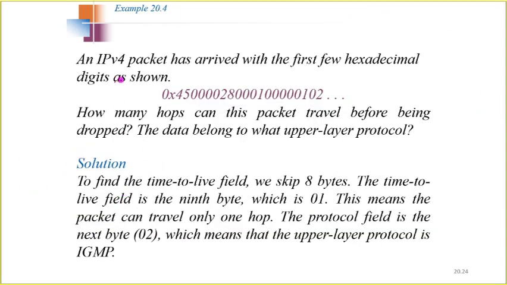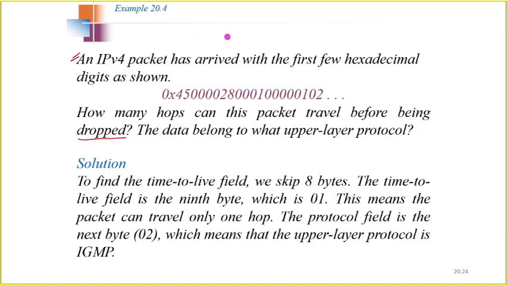One more we will be looking at. Here an IPv4 packet has arrived with the first few hexadecimal digits as shown. These are the first few hexadecimal digits coming from the header of the IPv4 packet. It is asking how many hops this packet can travel before being dropped. How many hops, in the sense, we have seen, it is asking for the value of time to live.